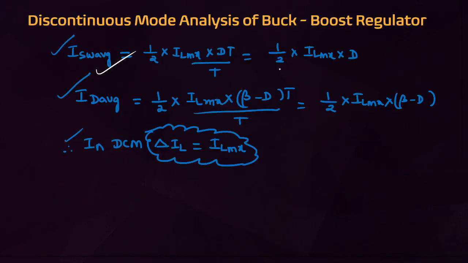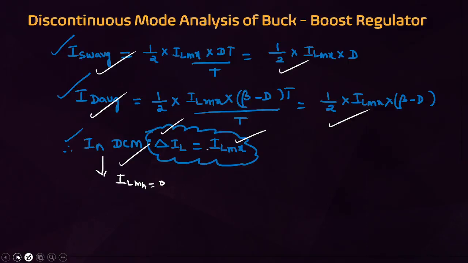This is the average switch current, similar to boost regulator. Average diode current you have to remember. In discontinuous mode, always maximum inductor current is nothing but a peak to peak inductor ripple current, because IL minima equal to 0 in discontinuous mode, friends.